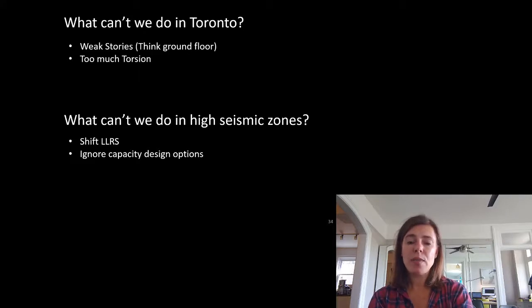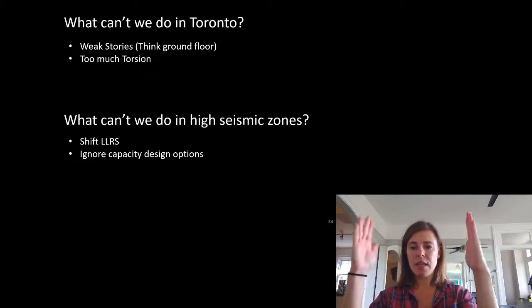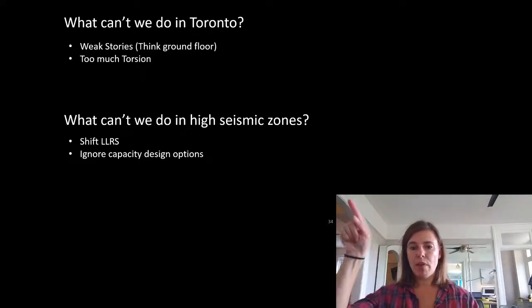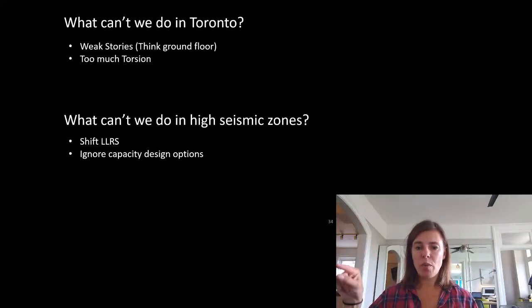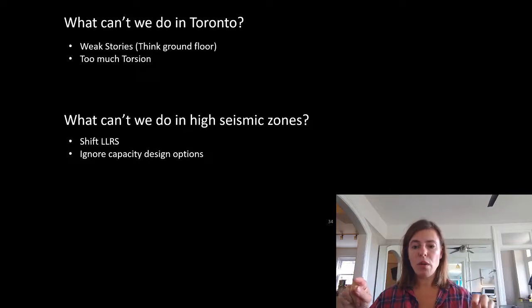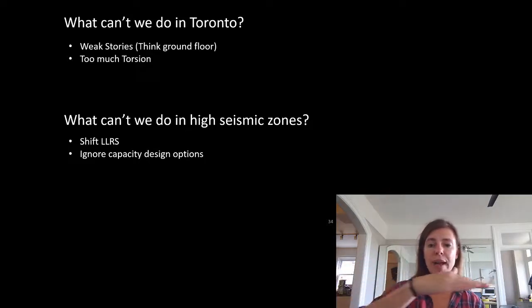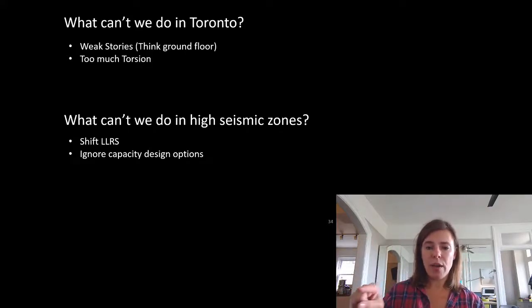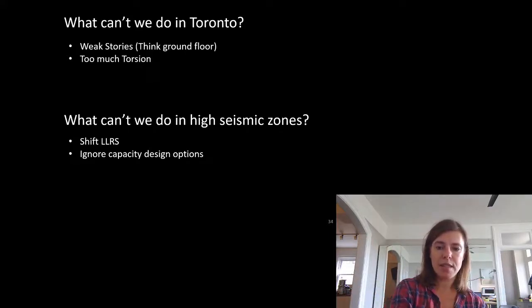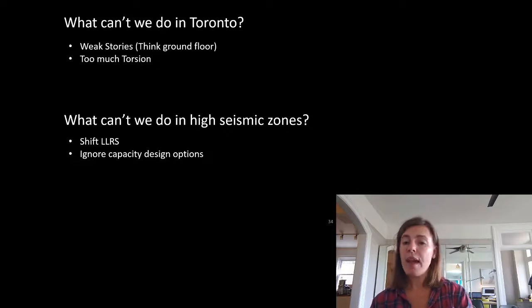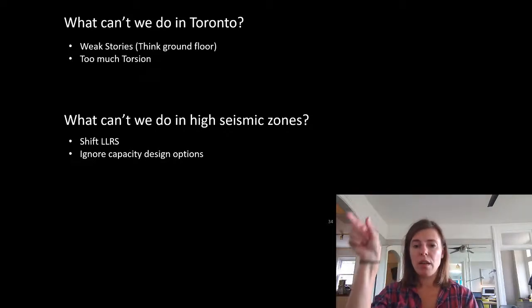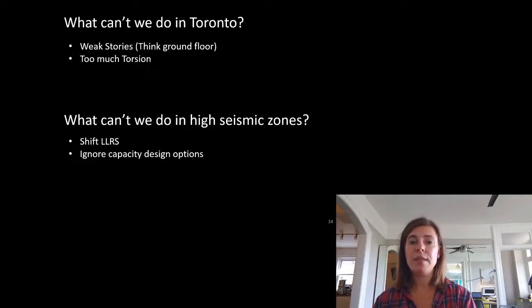In high seismic zones, we can't shift the lateral load resisting system. So if this is the side of our building and we have a brace frame here, a brace frame here, a brace frame here, and at the ground floor we want to shift our brace frame to be over here, in Toronto we can put a drag strut and take those loads across and out of that braced frame. In high seismic zones, you're not allowed to do that. Your lateral load resisting system has to be in the same place all the way down the building.